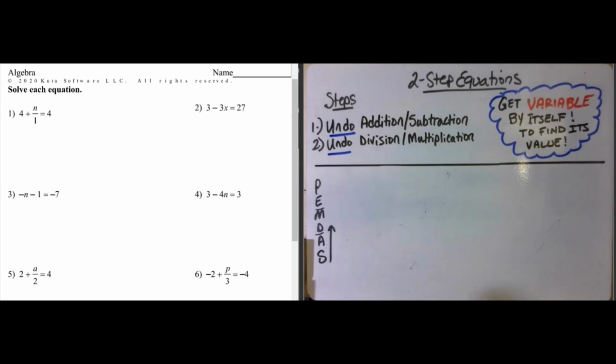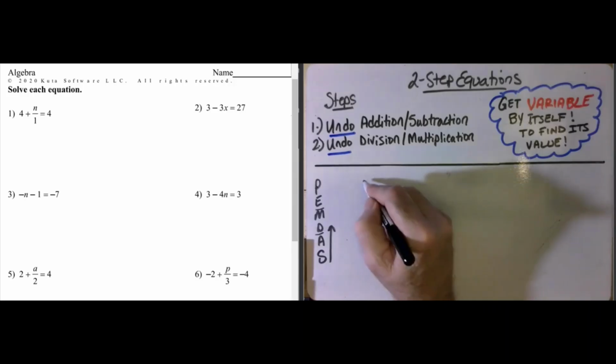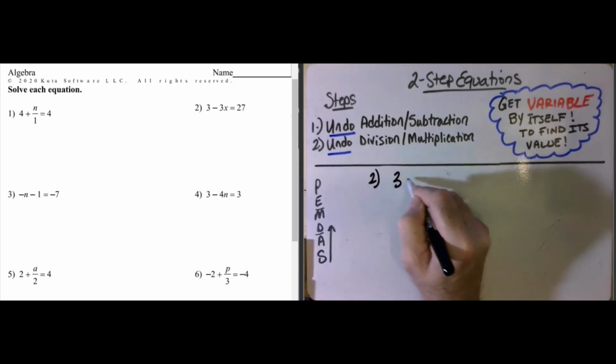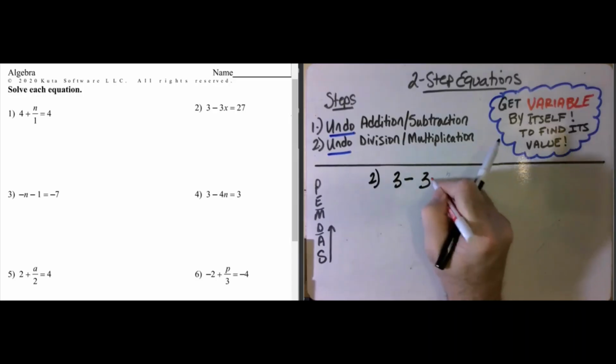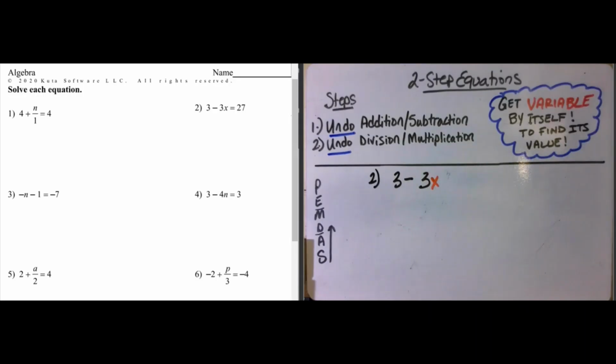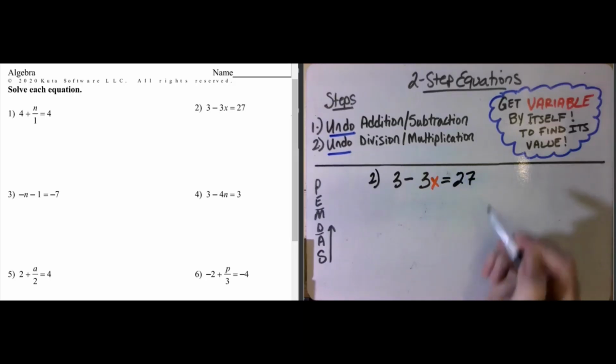I'm going to skip number one because its value is 0, and it doesn't do a real good job of describing the steps. So let's go ahead and start with number 2. Number 2 is 3 minus 3x, and you'll notice that I used the variable in a different color. That's to bring attention to it so it helps you identify the variable.